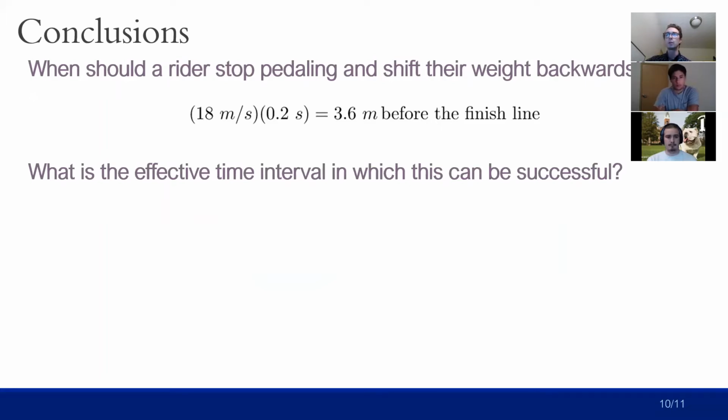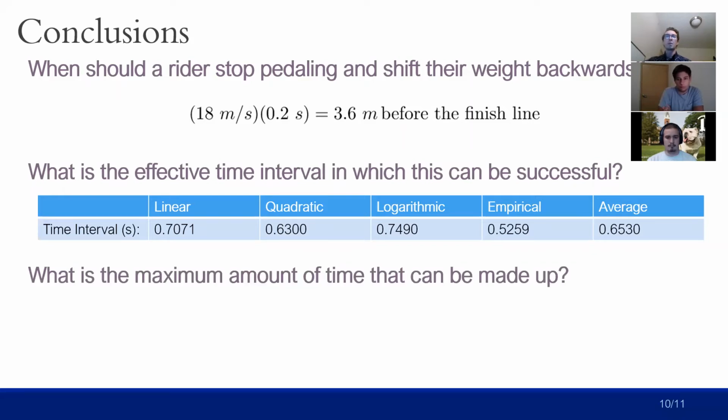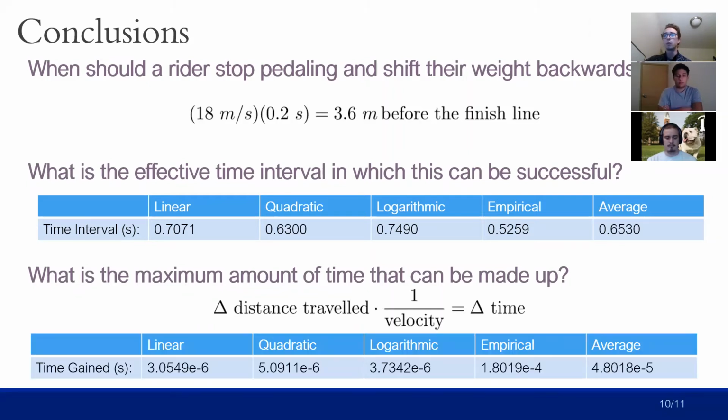The effective time interval is just the area from 0 to 0 on our relative position curves. That's going to be an average of 0.653 seconds, so really only about half a second to do this effectively. And then the maximum amount of time that can be made up is just the distance traveled divided by the velocity, with an average of 4 times 10 to the negative 5 seconds. So you have to be really close to the start for this to be effective.